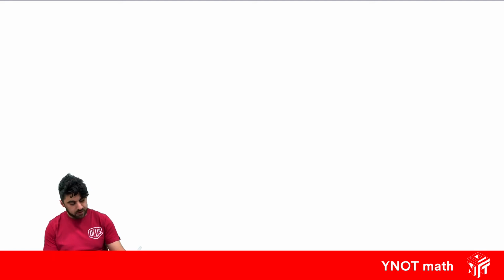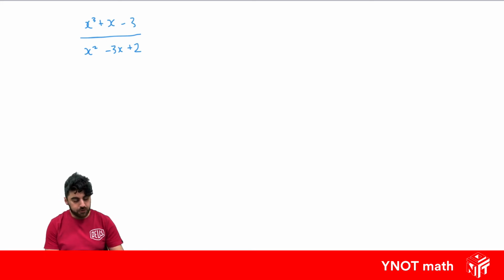So let's look at another example. Let's look at (x³ + x − 3) over (x² − 3x + 2). So here we have a situation where the degree of the numerator is actually higher than the degree of the denominator. So it's not going to work as it did before.